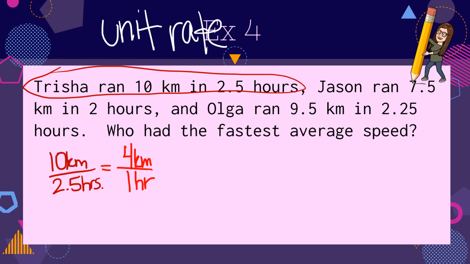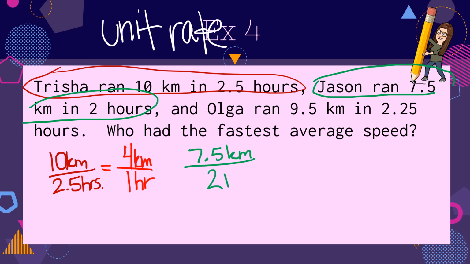Let's try it again for our next runner, Jason. Jason ran 7.5 kilometers in 2 hours. I want to know what his unit rate is per 1 hour. If I take 7.5 and I divide by 2, his unit rate is 3.75 kilometers every 1 hour.